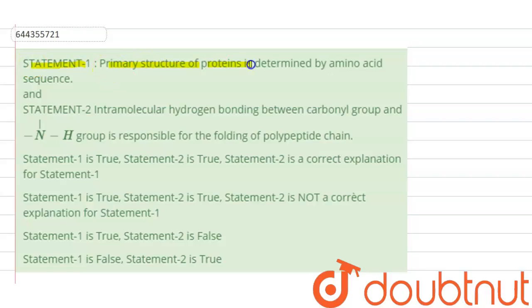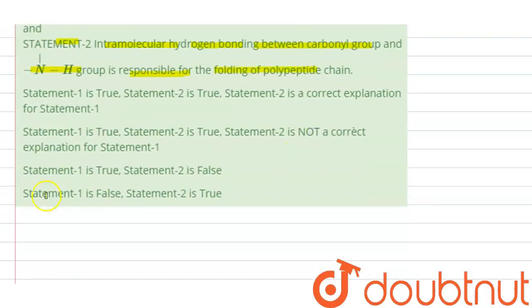The question is: Statement 1. Primary structure of protein is determined by amino acid sequence. Statement 2. Intramolecular hydrogen bonding between carbonyl group and NH group is responsible for the folding of polypeptide chain.